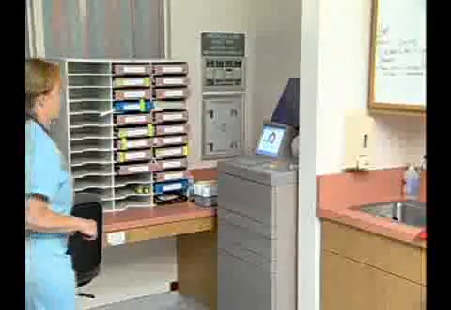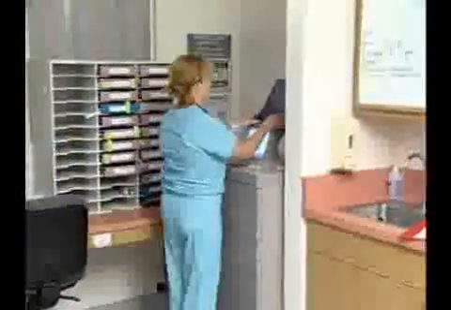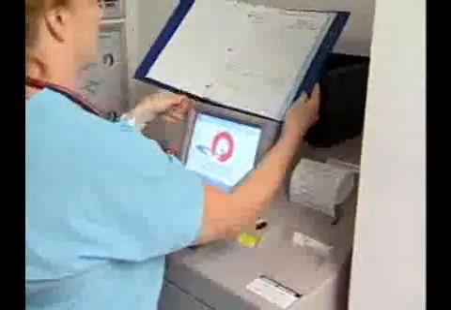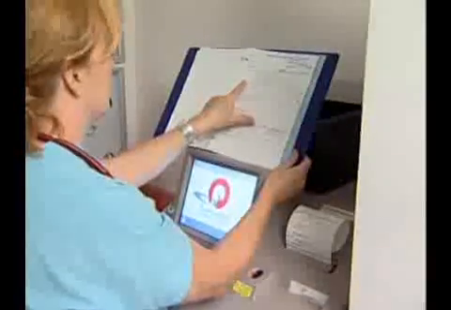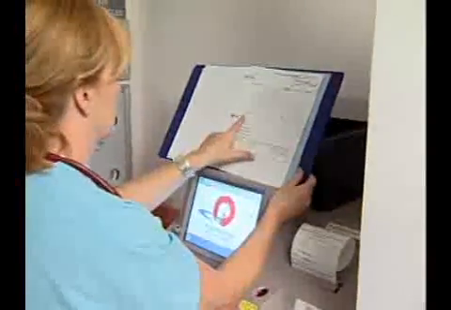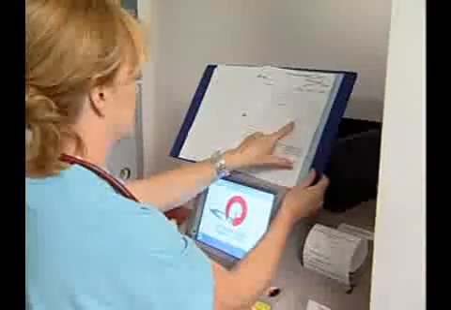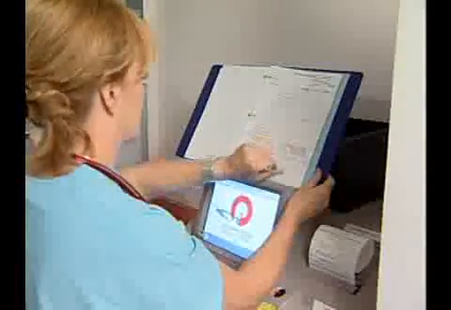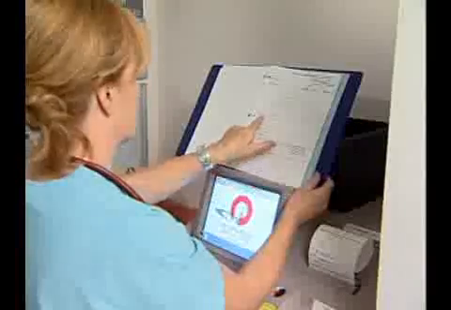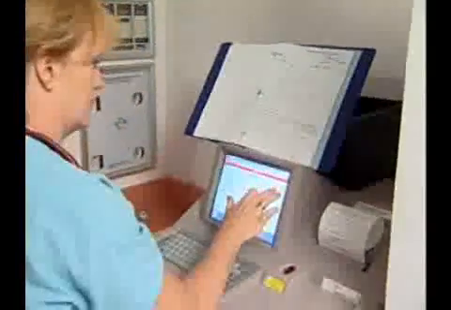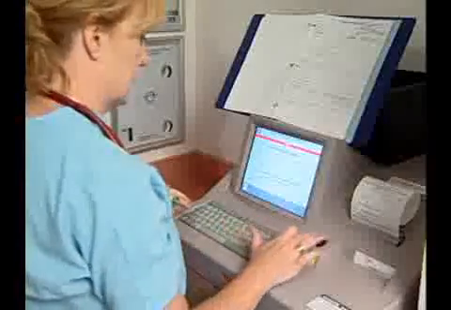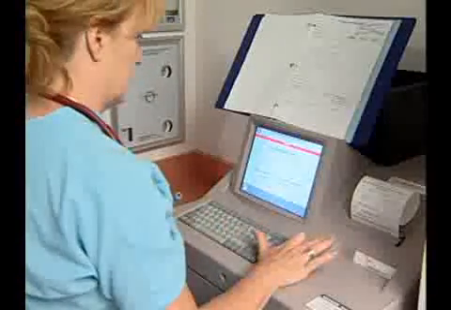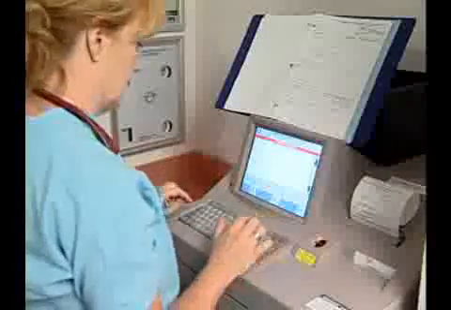The second right is the right medication. There are multiple checks related to this right. When preparing to administer a medication, the nurse reads the MAR 3 times. First, the nurse reads only the MAR. Second, the nurse removes the medication from its container and cross-checks it with the MAR.